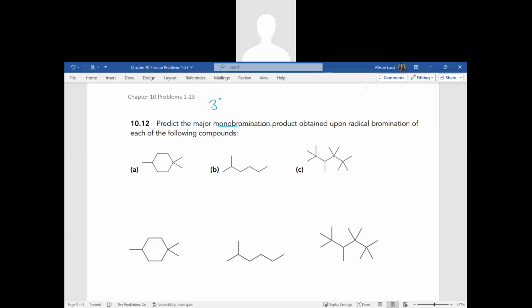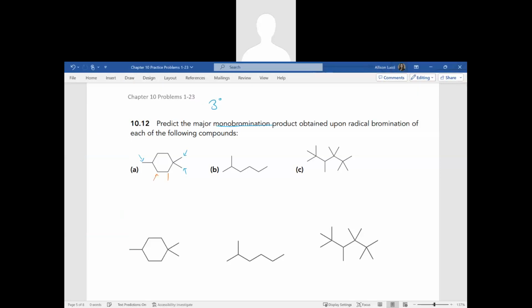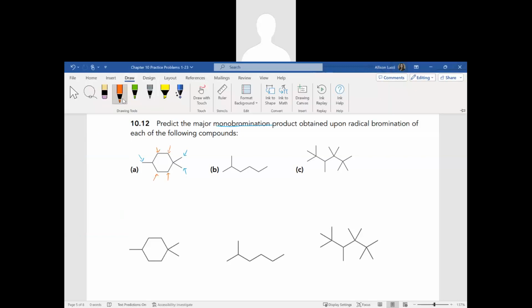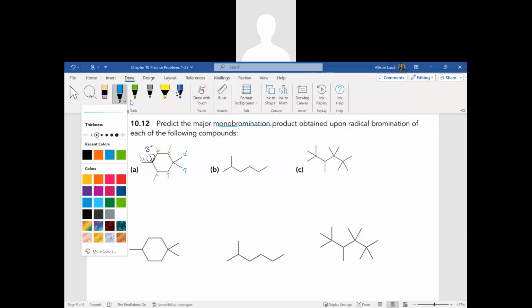So let's take a look at our first compound here, compound A, and we have some primary sites, right? The ends of these here. We have, let's draw in a different color here. So those are our primary sites. Now we have some possible secondary radical sites here. And then we would also have one tertiary site right here. So where that black arrow is, that would be our only tertiary radical site. So that will be where our bromination occurs.